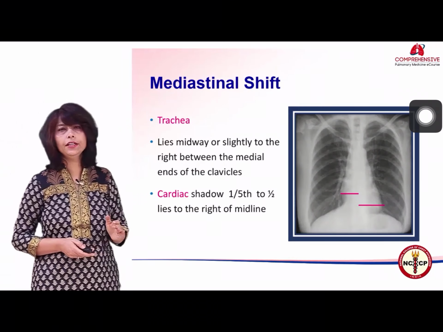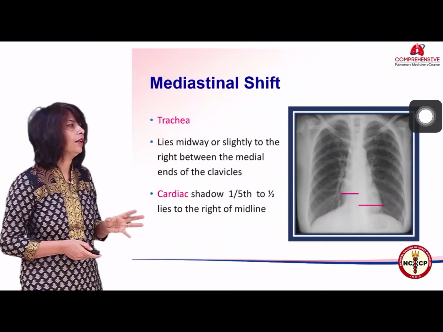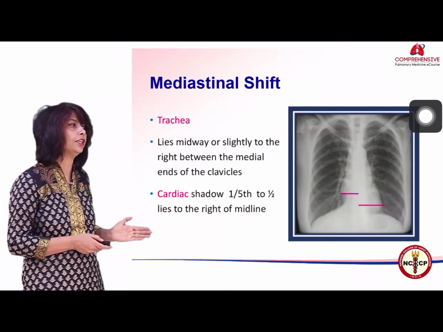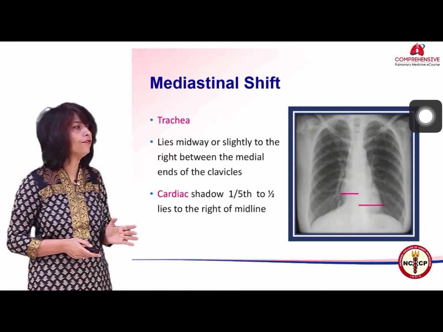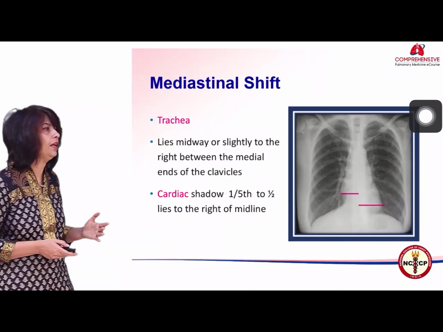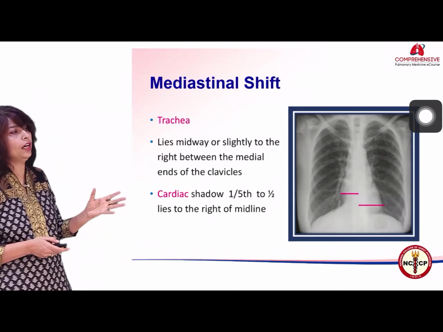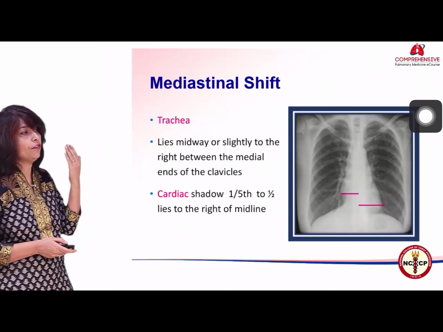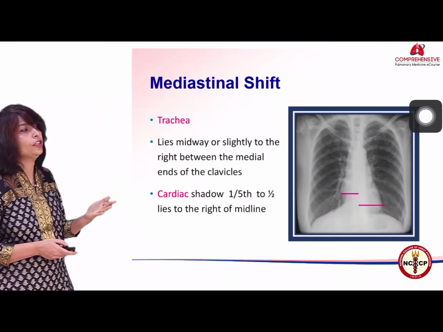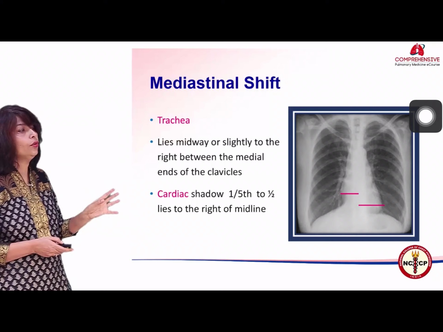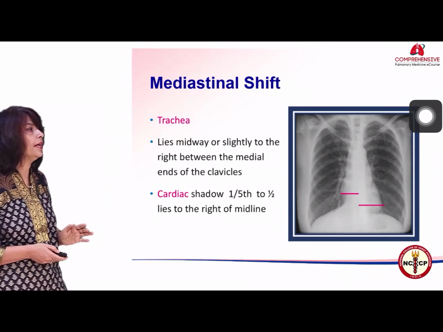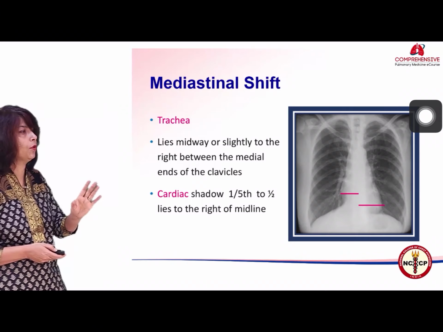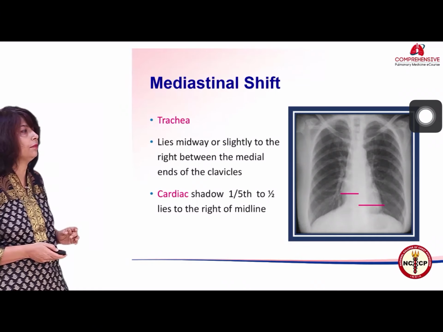Now, what are the criteria for mediastinal shift? Roughly, you would have heard that 1/3 of the heart lies to the right and 2/3 to the left, but it is actually variable, and even 1/5 to half of the heart can lie on the right side. But broadly, if there is a shift of the mediastinum along with the shift of the cardiac shadow, you will label it as a mediastinal shift. So, this is the rough proportion of 1/3, 2/3, which I mentioned to you.